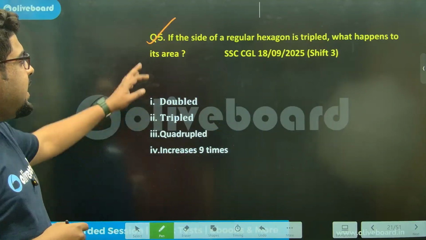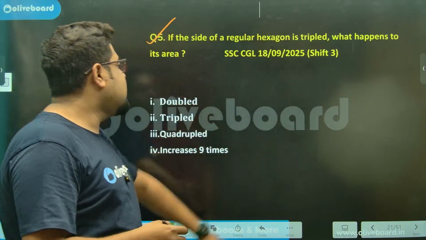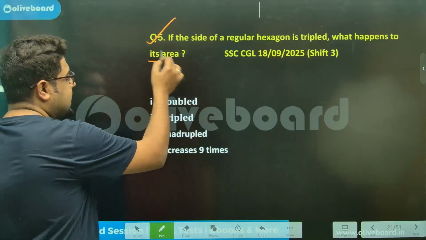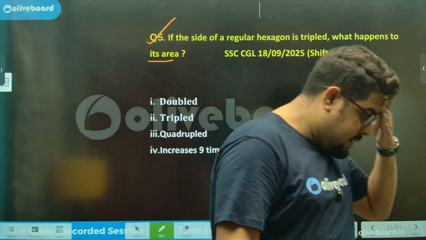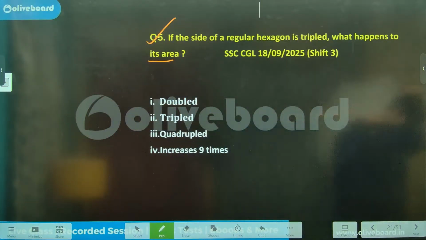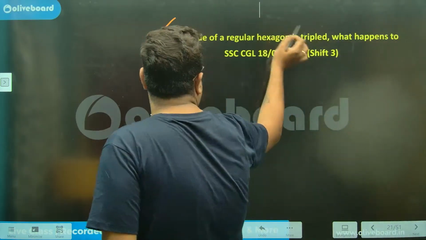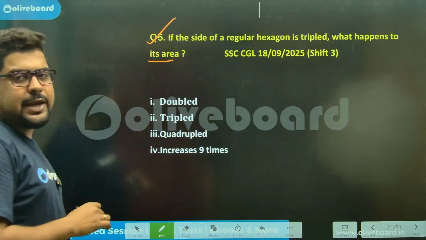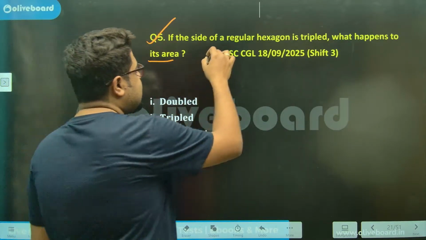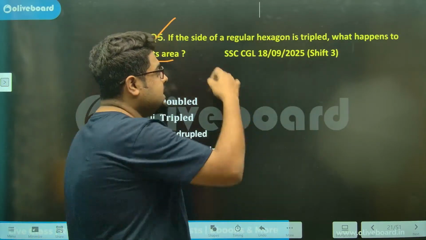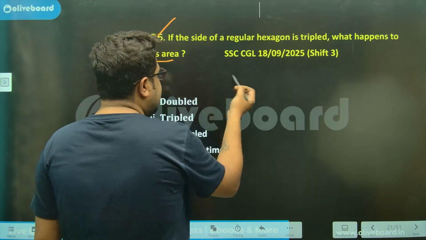If the side of a regular hexagon is tripled, what happens to its area? Tell me. Yes, Nagul, your answer was correct, brother. Next one, please. Regular hexagon side has been tripled. What will happen to the area? If the side has been tripled, so again the area will be what?